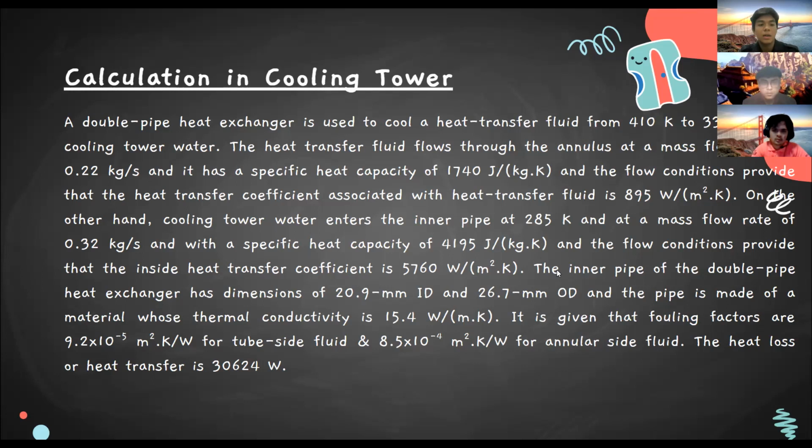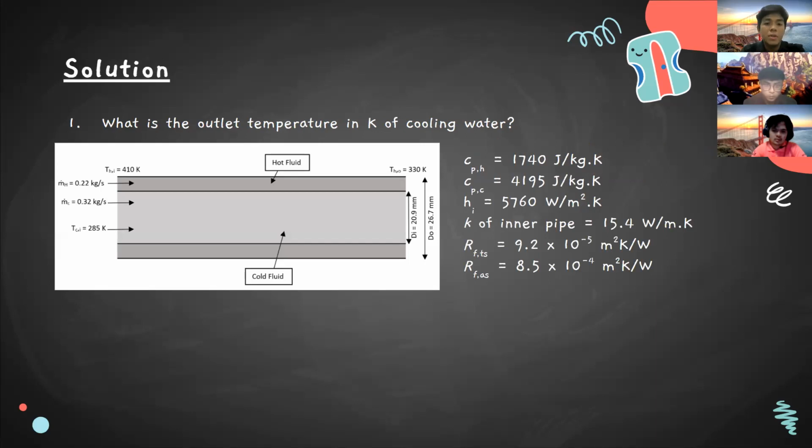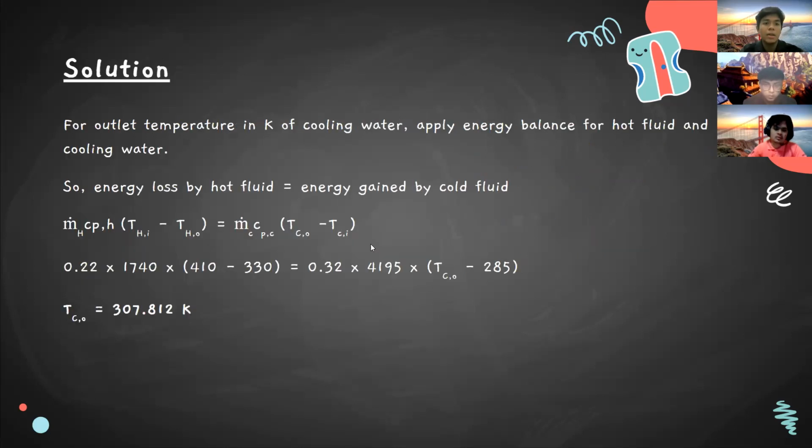It is given that the fouling factors are 9.2 times 10 to the power of -5 for the tube side fluid, and 8.5 times 10 to the power of -4 for the annulus side fluid. The heat loss is given as 30624 watts. So the questions are, what is the outlet temperature in Kelvin of the cooling water? What is the overall heat transfer coefficient based on the inside area? And what is the length in meter of the heat exchanger configured to operate in parallel flow? So first we must show the diagram and list out all the information from the question, and then proceed to the calculation.